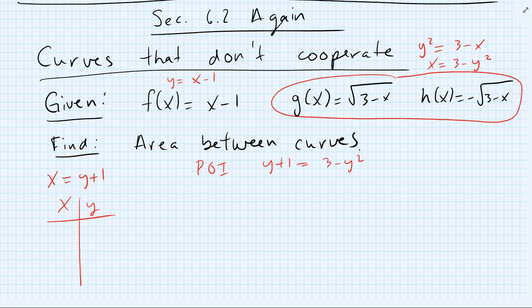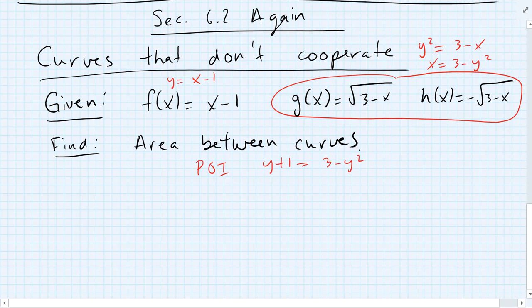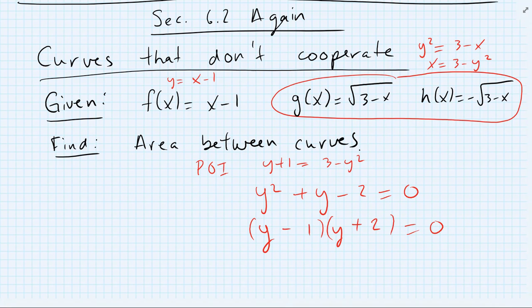I'm going to erase this and do it down below. So I move everything to the left, and I end up with y squared plus y minus 2 equals 0. Factor it. I have a 2 and a 1. I know this has to be positive and that has to be negative. That means my points of intersection occur at y equal to 1 and y equal to negative 2.